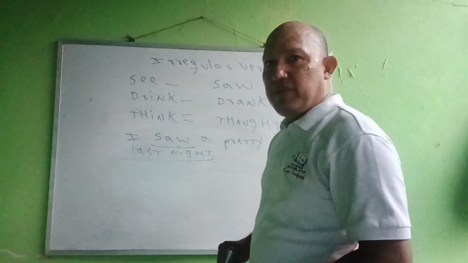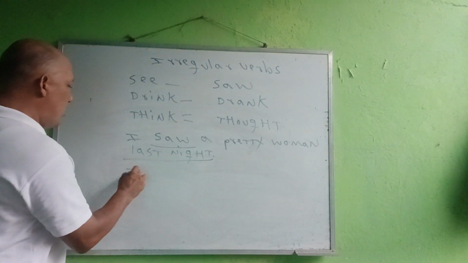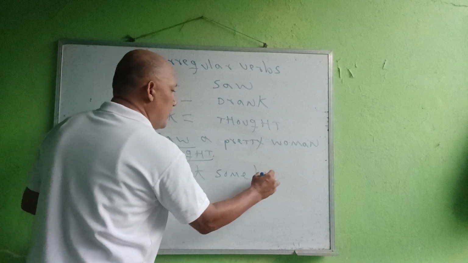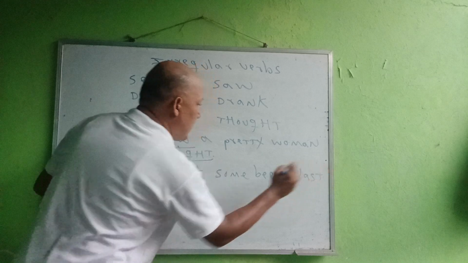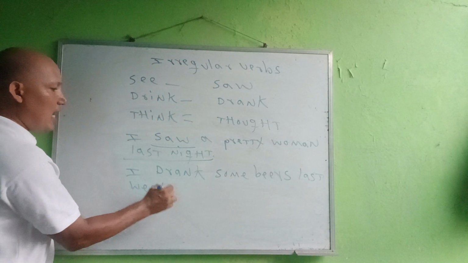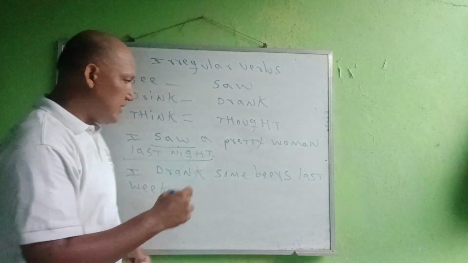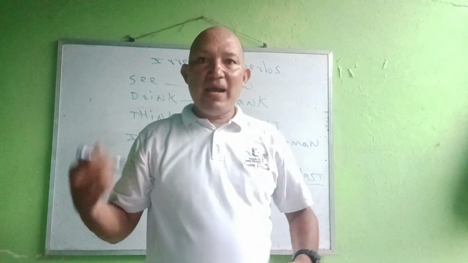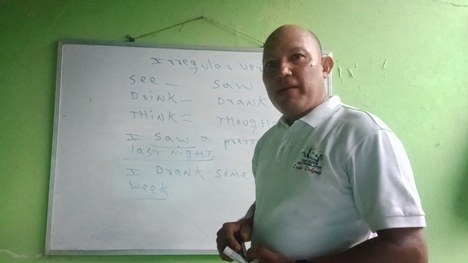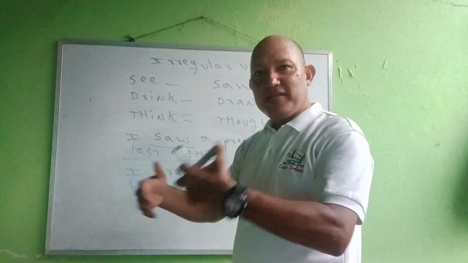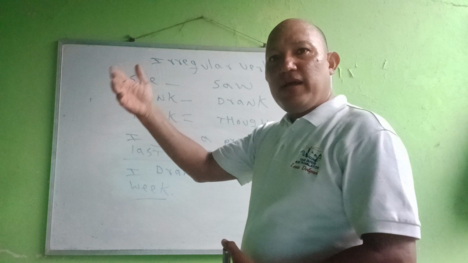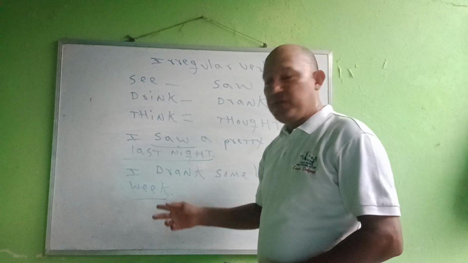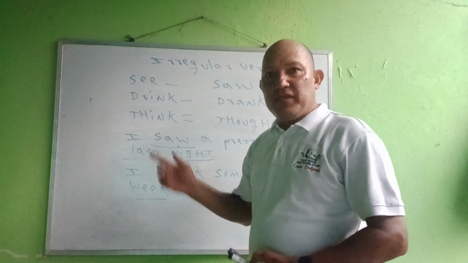One more example, now using the verb drink, okay? For example, I drank some beers last week, all right? I drank some beers last week. In this example, I specify using last week when I did the action, okay, when this action happened. I drank some beers last week, okay? This is another example in simple past tense using one irregular verb. What is the past tense of drink? It is drank. For that I have written drank here, because this is the correct past tense of this verb, okay?